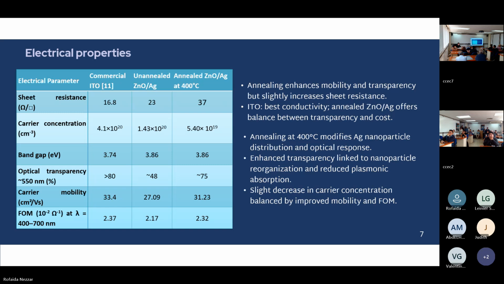So these findings demonstrate that annealing effectively balances the optical and electrical performance and allows us to modify these properties. Because, for instance, you can see that the overall figure of merit, FOM, improves to 2.32 times 10 to the power of minus 2, close to that of commercial indium tin oxide.